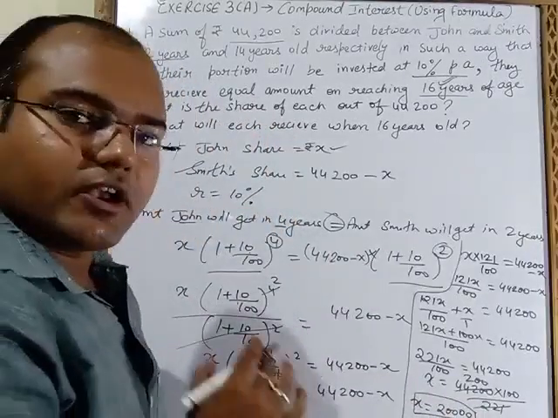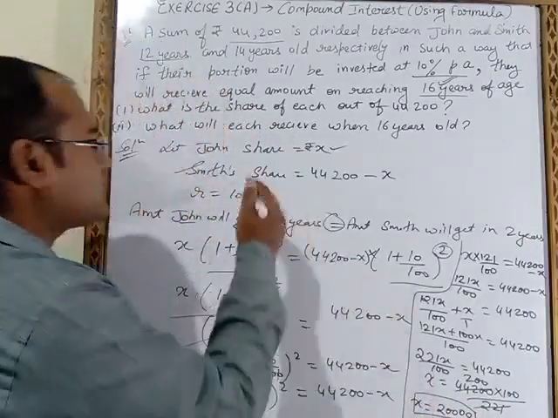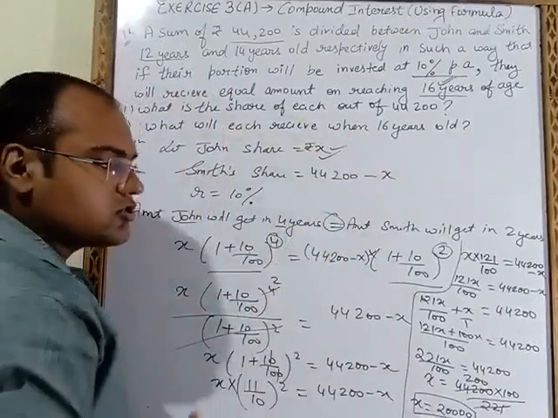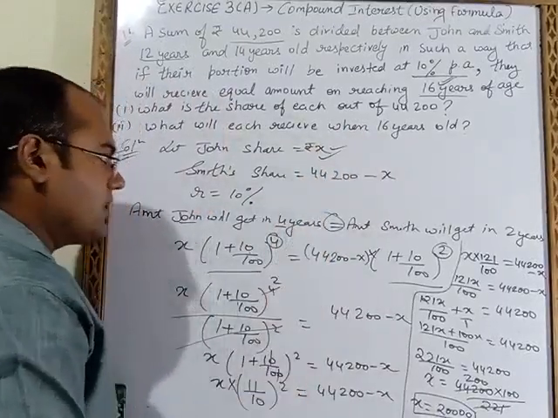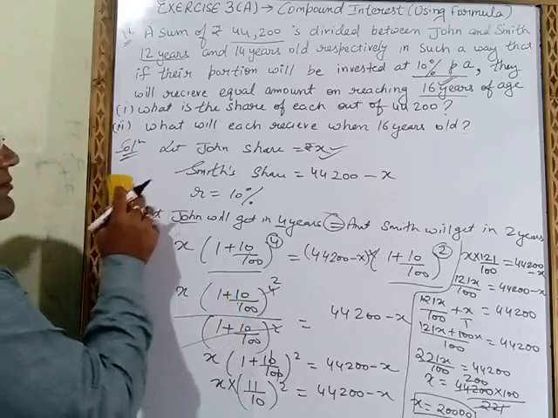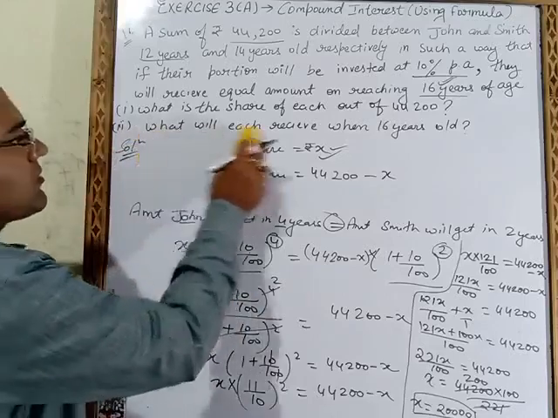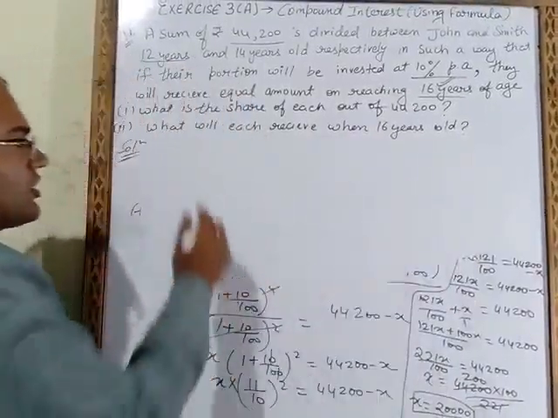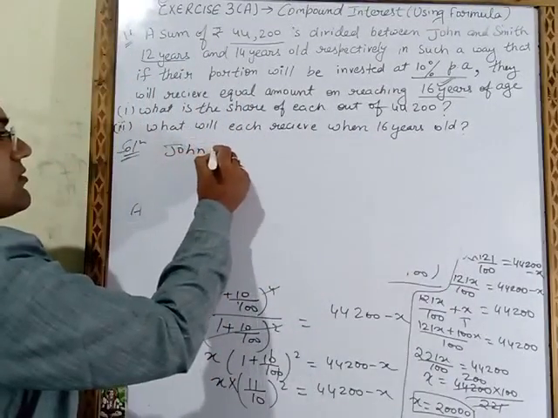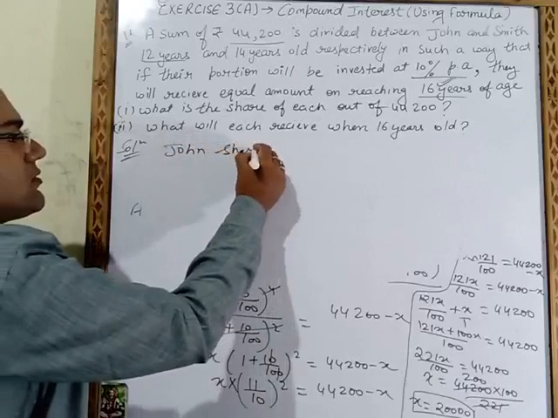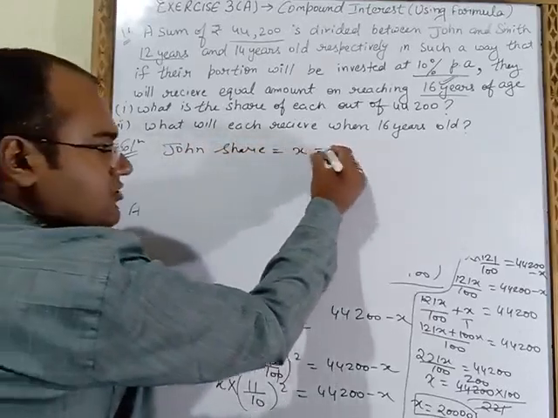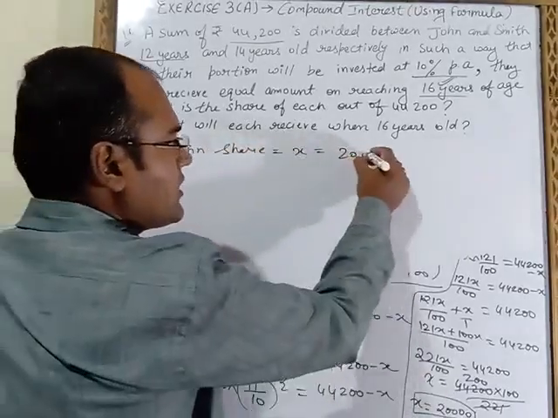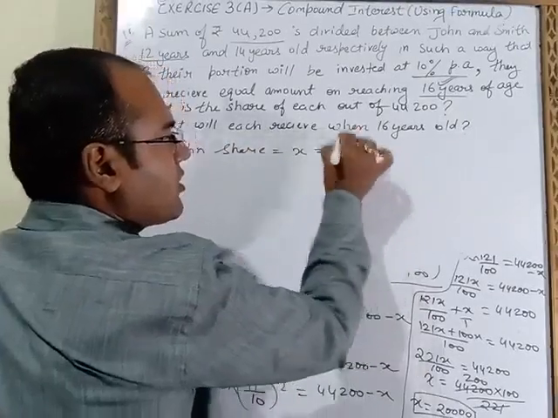X is 20,000. Now what is x? X is the share of John. So what you have to do? You have to write here what you have to write? John share, how much? X rupees. That means 20,000 rupees is the share of John.